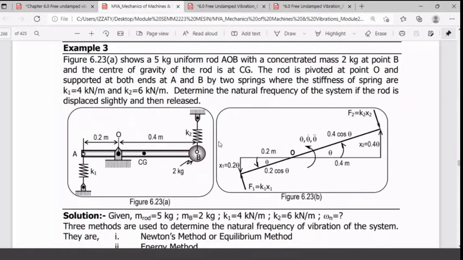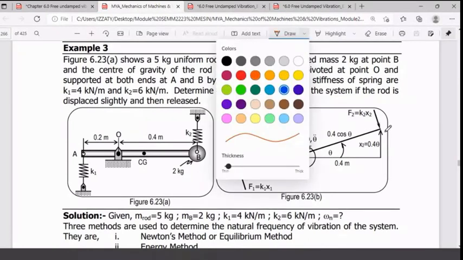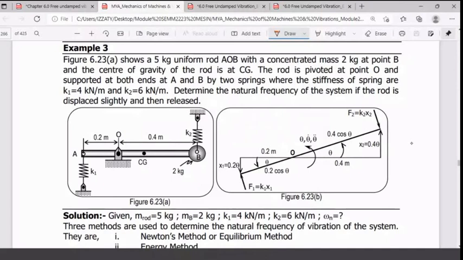Okay, look at how the configuration, or perhaps the construction of a free body diagram, first and foremost will be solved using Newton's law. This is very typical in your exam, but it will not specifically mention what method you are going to use. It basically asks you to determine the natural frequency of the system if the rod is displaced and then released. So that's about it.